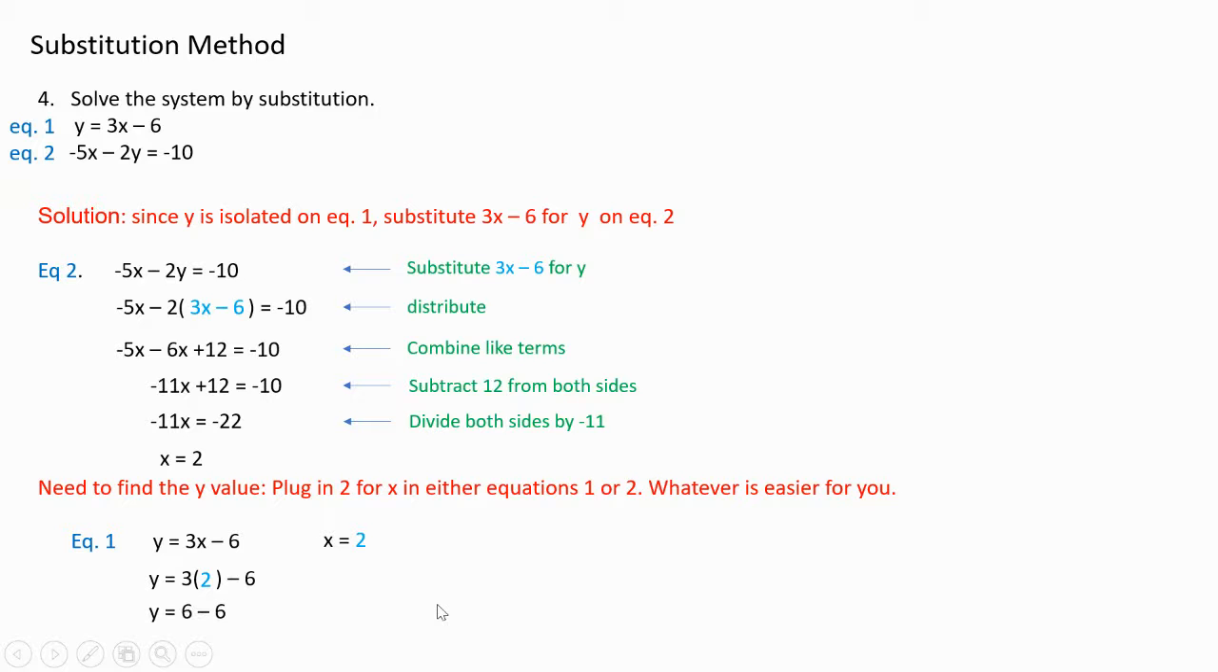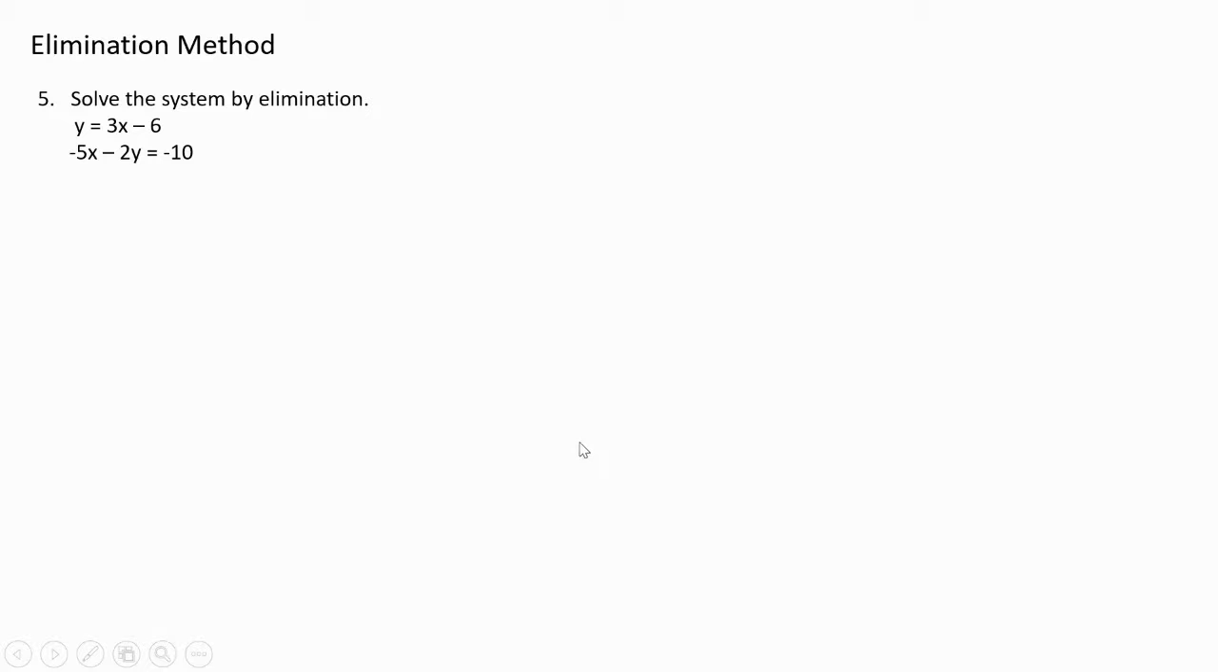And then we simplify. So y equals 6 minus 6, so y equals 0. So x equals 2, y equals 0, so there's my solution. You see, we got the same answer as graphing. Okay. Now I'm going to do it by the elimination method.